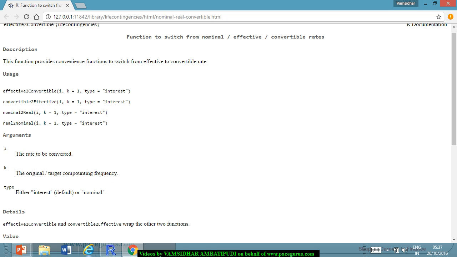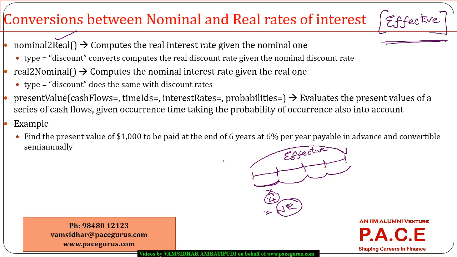So we need to be comfortable in terms of when to convert from nominal to real, when to convert from real to nominal in all these kinds of examples, right? And when to use interest rate, when to use discount rates.